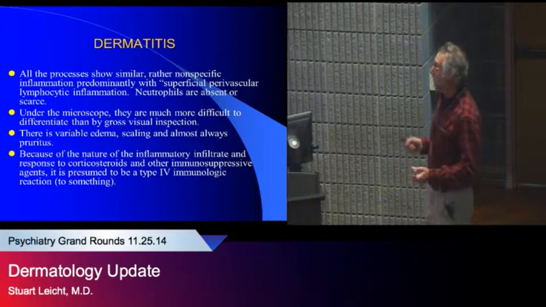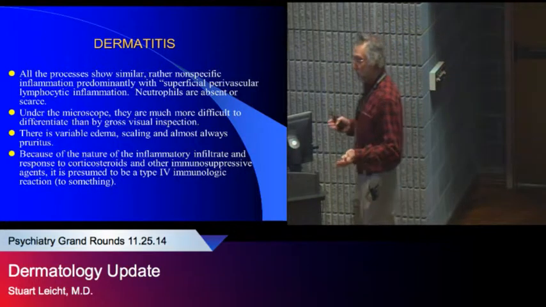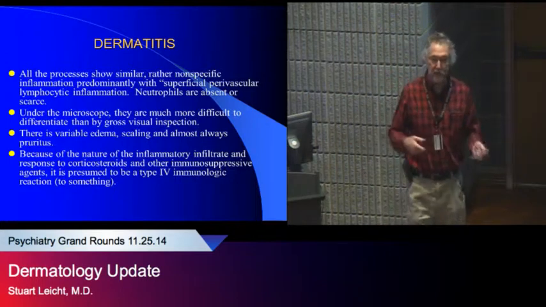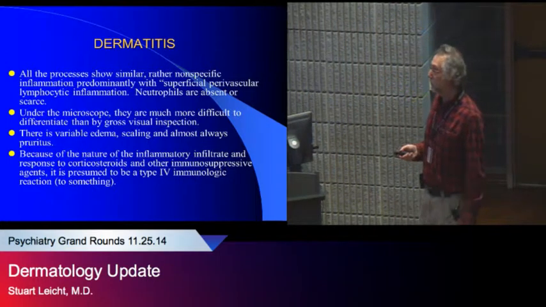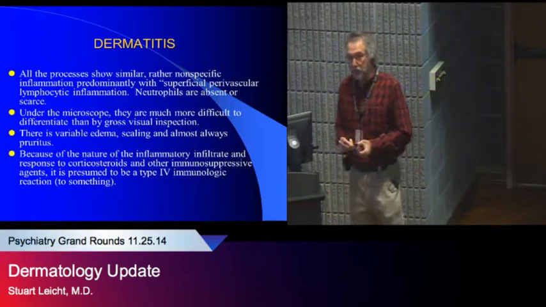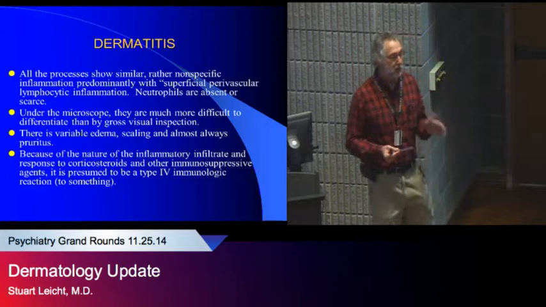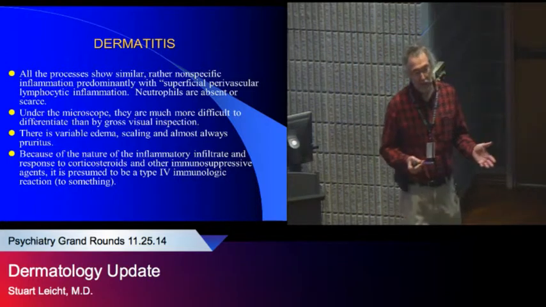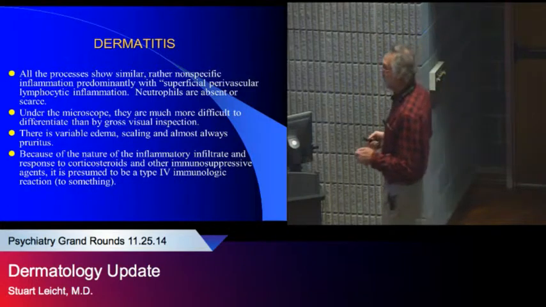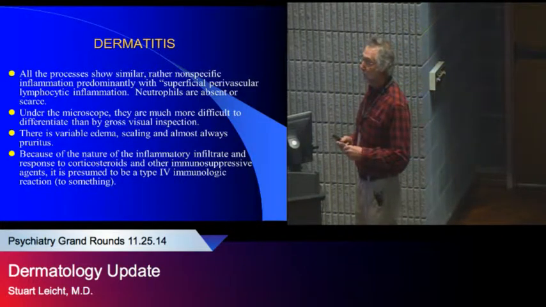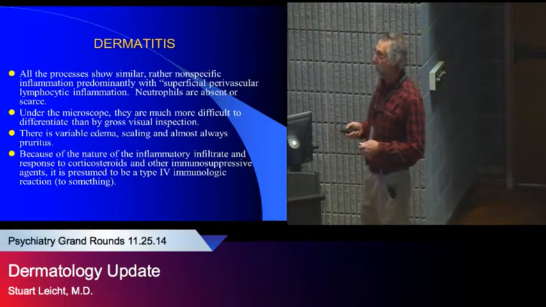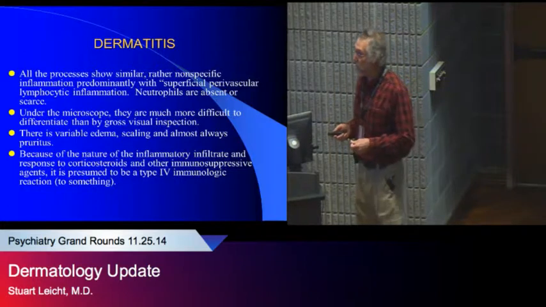Although these things look very distinctive to the unaided eye, under the microscope, despite great variations, they all pretty much look the same. There's a variable amount of edema, scaling, and almost always pruritus. And on different individuals, these look somewhat differently. On an African American versus a Caucasian versus a child, they may have somewhat different appearances, and that's part of the challenge of dermatology, that similar diseases are going to look different on different individuals and different groups.